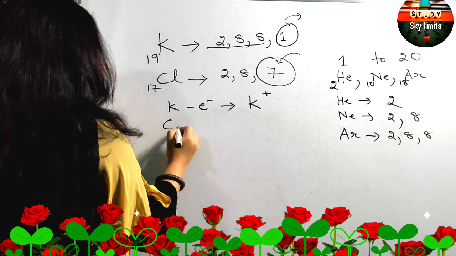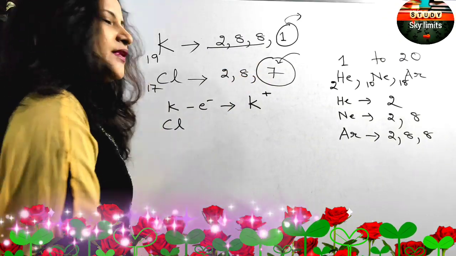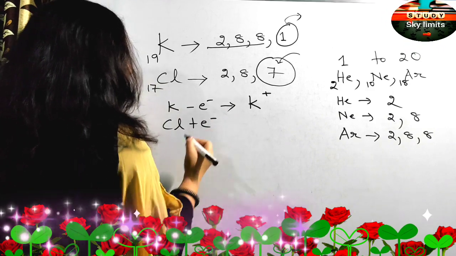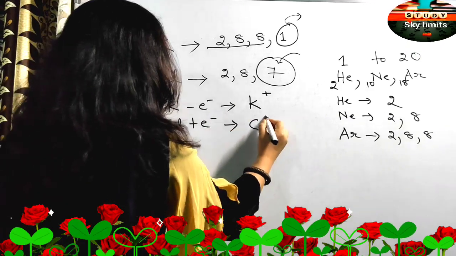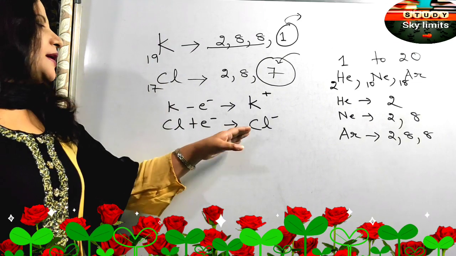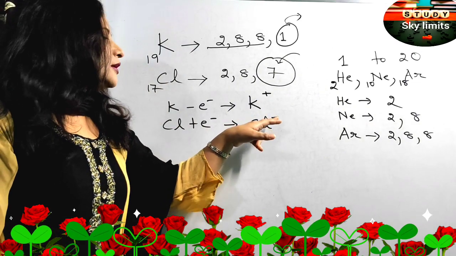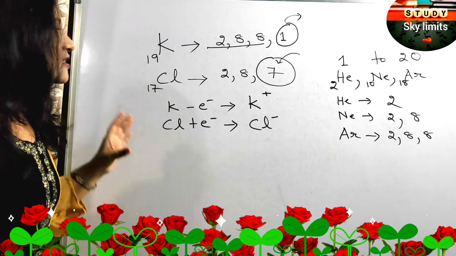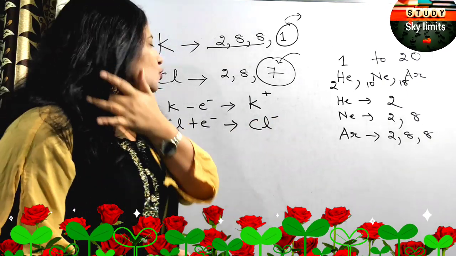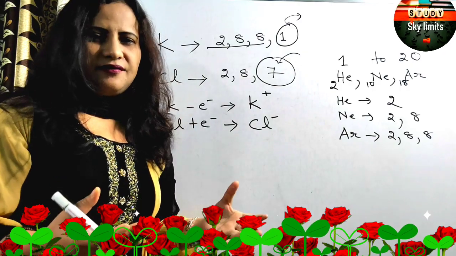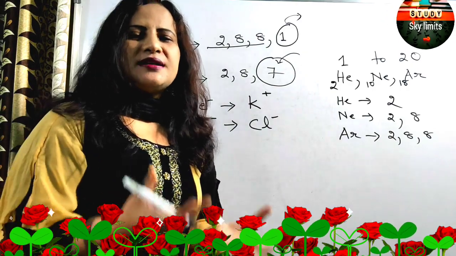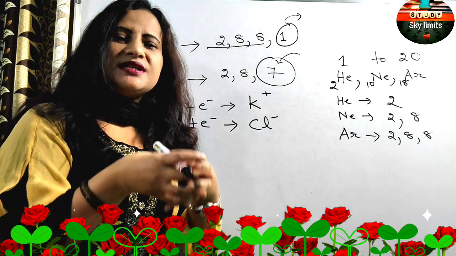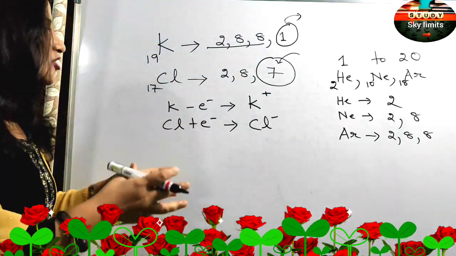What about chlorine? Chlorine will gain 1 electron, so it increases in negativity by 1, which means chlorine will gain a unit negative charge. As you have read earlier, there are 2 types of charges, positive and negative, and if there is no charge, it is neutral. Unlike charges attract each other.